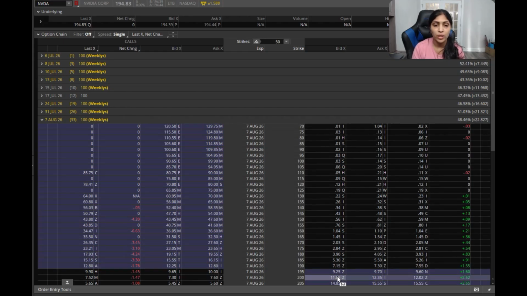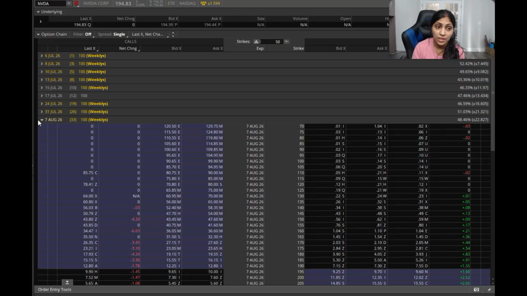Intrinsic value means what? Stock price minus strike price equals intrinsic value. But here the difference between stock price and strike price is 4.83. So the premium should be 4.83, but here we are seeing 12.80. So that extra amount, around $700 or close to $800, is the extrinsic value we are paying.